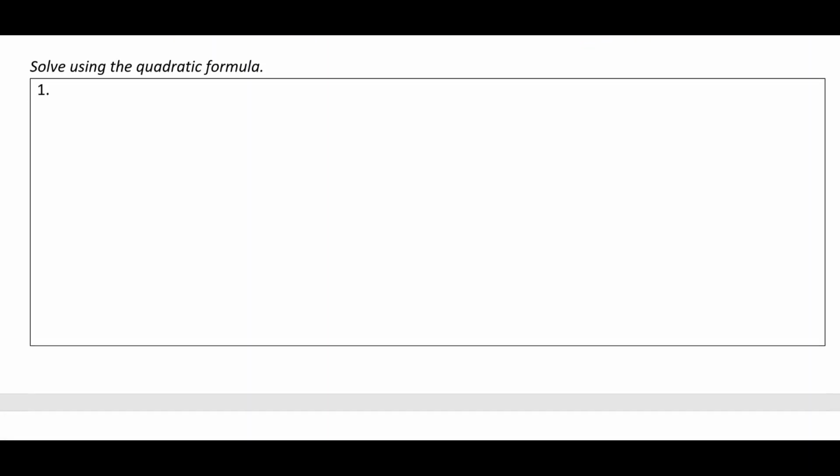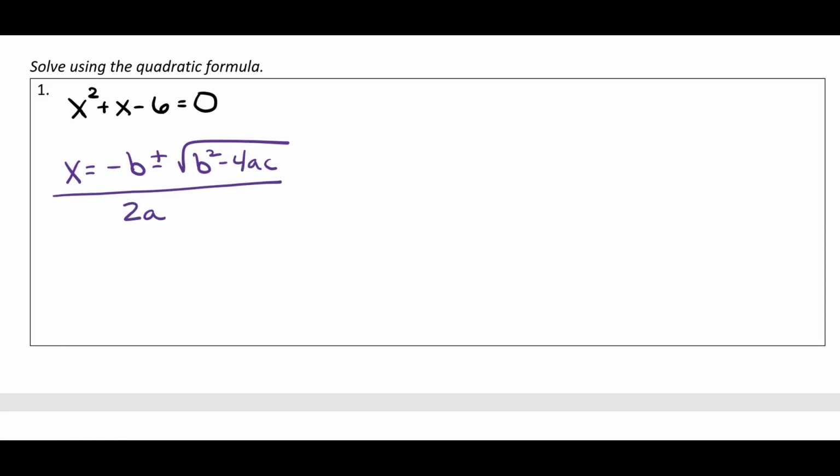So number 1 here at the bottom, we are going to have the equation x squared plus x minus 6 equals 0. So x squared plus x minus 6 equals 0. So the first thing we are going to do is we're going to write our formula. So x equals negative b plus or minus the square root b squared minus 4ac all divided by 2a. Okay, so now that we have our formula, we're going to identify these a, b, and c. So a, b, and c is what we have to fill into our formula.